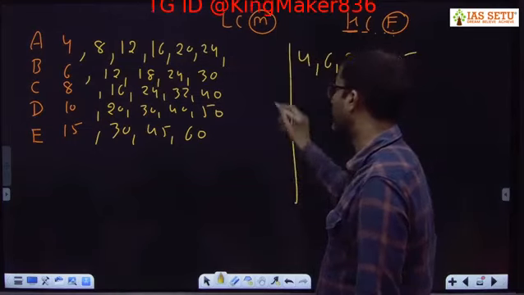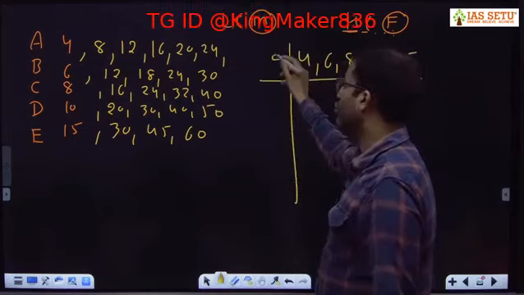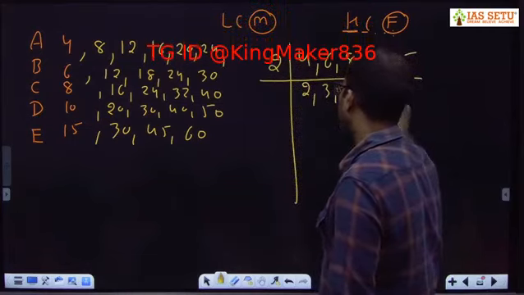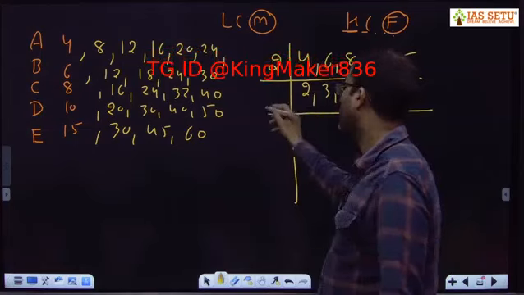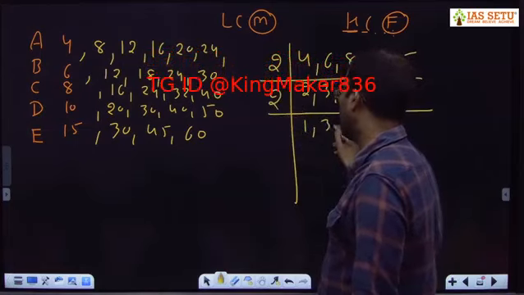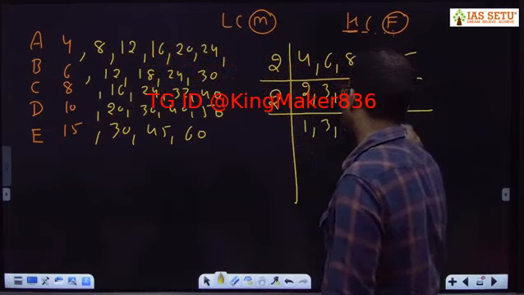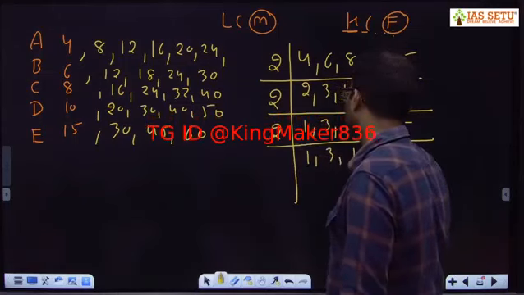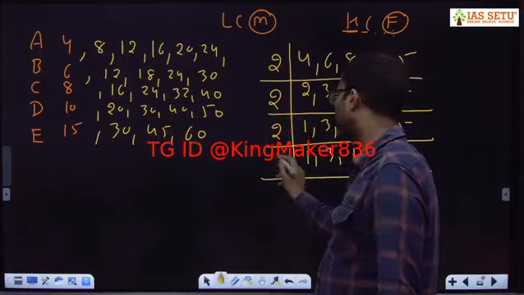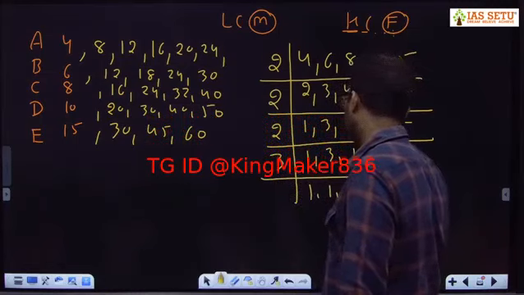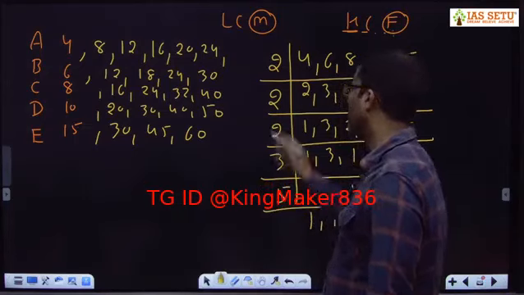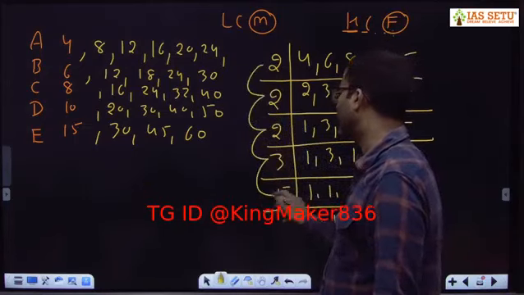This is step number 1. 2 common: 2, 3, 4, 5, 15. Again 2 common: 1, 3, 2, 5, 15. Then again 2 common: 1, 3, 1, 5, 15. 3 common: 1, 1, 1, 5, 5. 5 common: 1, 1, 1, 1, 1. So it is 2 times 2 times 2 times 3 times 5, which is 120.